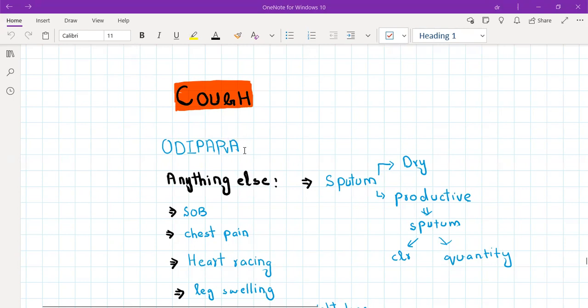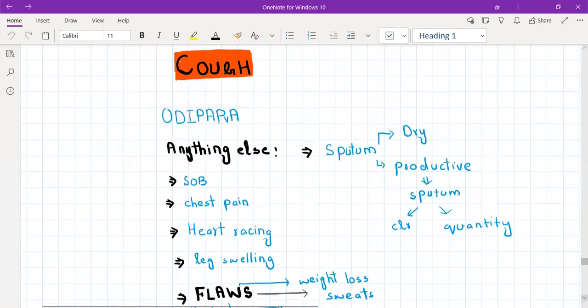In anything else, the first thing to ask is whether the cough is dry or productive. So you will ask the patient, do you have any phlegm? Because sputum is a medical word. If they say yes, I do bring up some phlegm, then you will ask about the color and the quantity of the phlegm and if there is any blood in it.